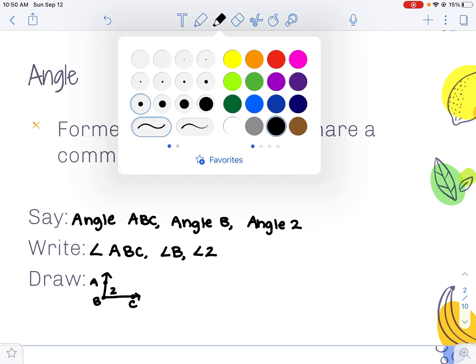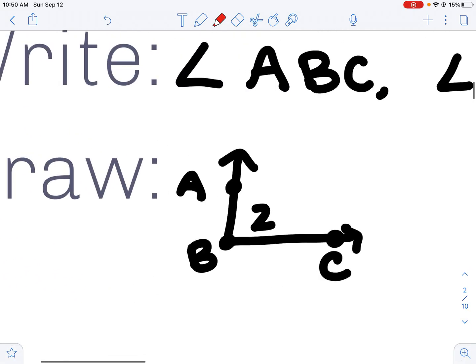I have to go in order around my angle though. So if my point A is here, B is my vertex, and then C, I have to go angle A to B, turn, go to C. Or I can go the other way. I can start at C, go to vertex B, turn, go to A. I can't go B, A, and then C because that would be a different angle.